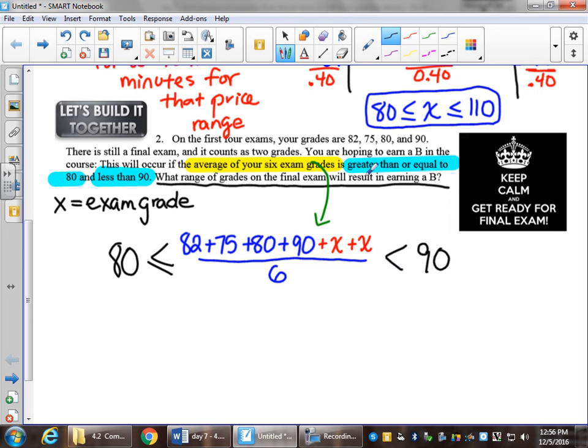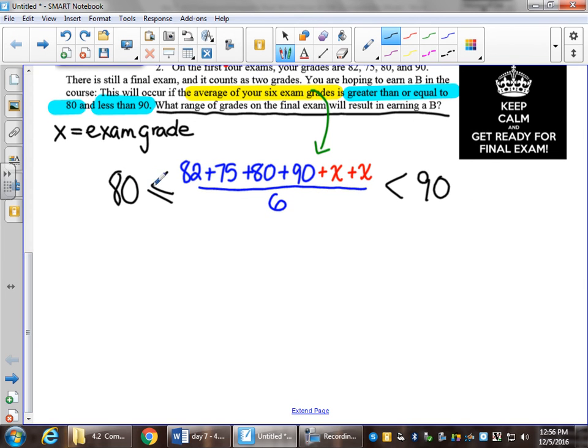Notice how the question was very clear when it said greater than or equal to, which is why I knew I had the bar under here. But this says strictly less than, so no bar. We now have our compound inequality, and we're ready to solve. Line up the inequality signs.